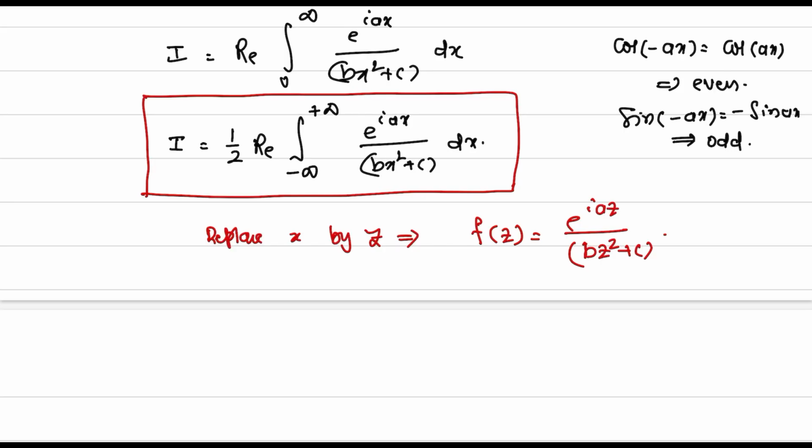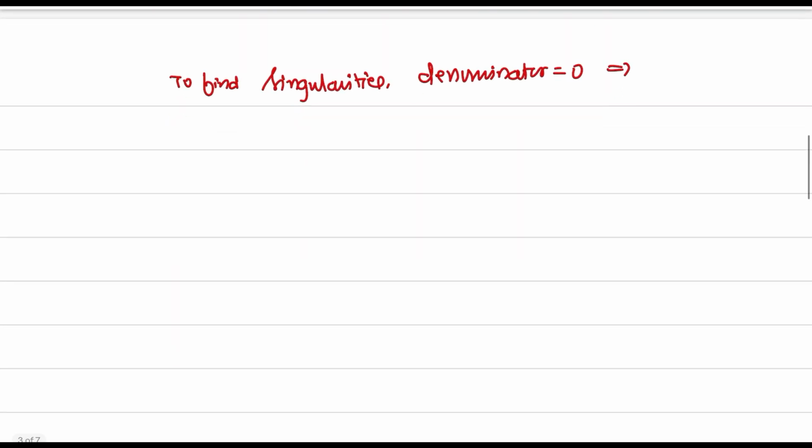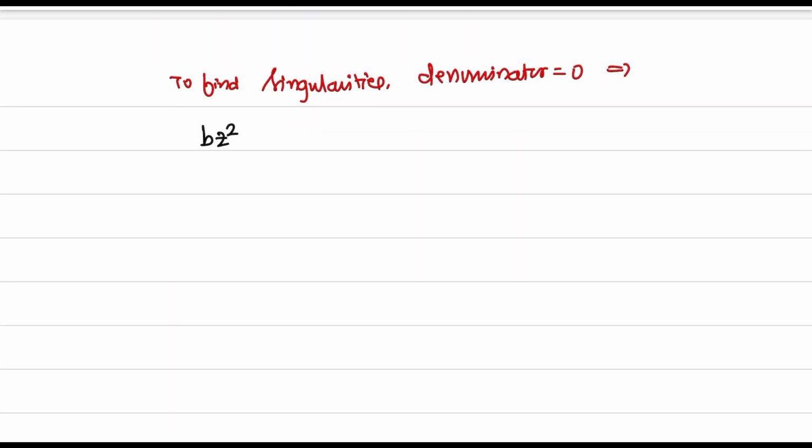And we have to find out when the denominator becomes 0, to find the singularities. To find the residue, singularities, denominator is equal to 0. That implies bz square plus c is equal to 0. That means z is equal to plus or minus square root of c by b. This much you are aware of.